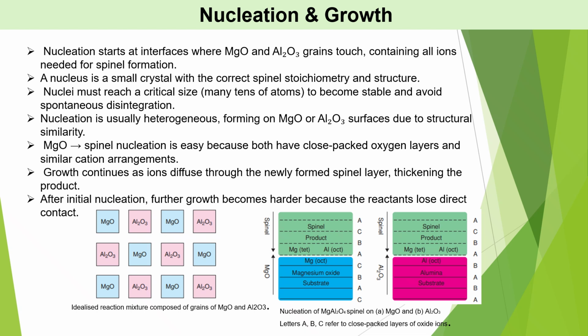At first, the reaction is fast because the reactants are in direct contact, but as the spinel layer thickens, the grains lose direct contact and growth becomes diffusion limited, slowing down significantly. Here is the idealized reaction mixture composed of grains of MgO and Al2O3, and this diagram shows nucleation of MgAl2O4 spinel, where MgO is the A layer and Al2O3 is the B layer, and letters A, B, C refer to close-packed layers of oxide ions.